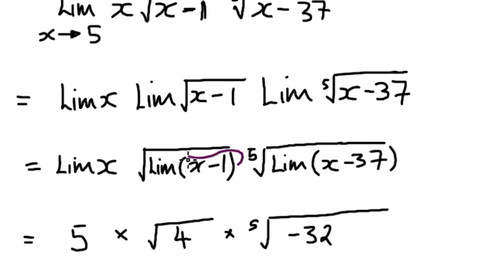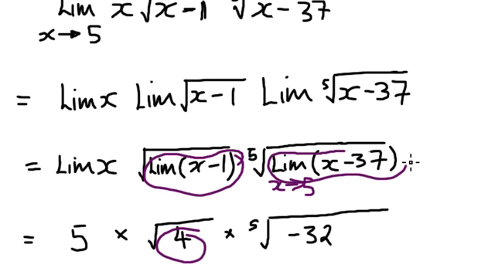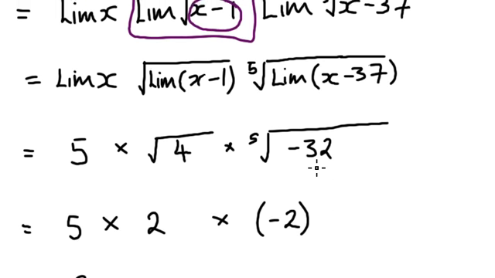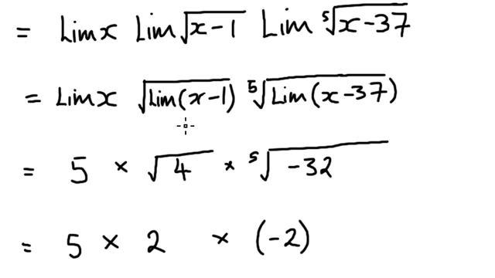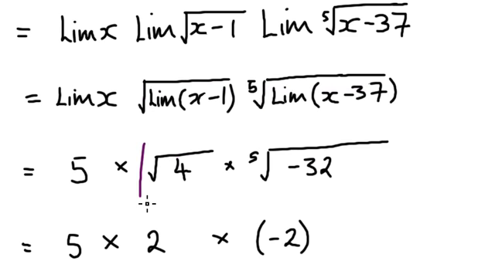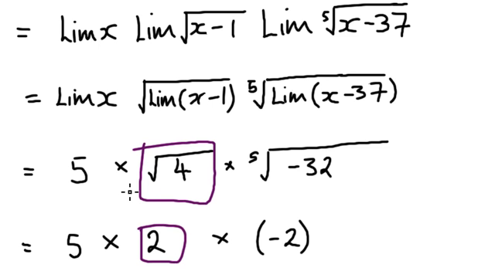So this one here would be 4, and the limit as x tends to 5 of this here will be minus 32. Okay, so when you are here, you can just break into the square root. So the limit of the square root, and so on. And then this thing here becomes a 4. This whole thing here becomes a minus 32. Well, this is easy. Square root of 4 will give you 2.